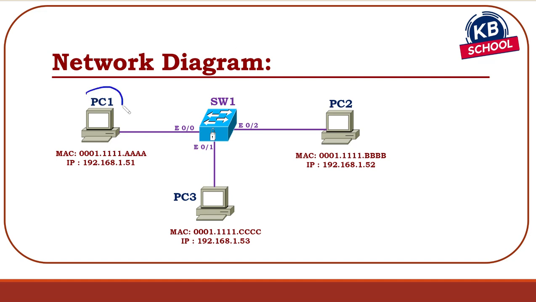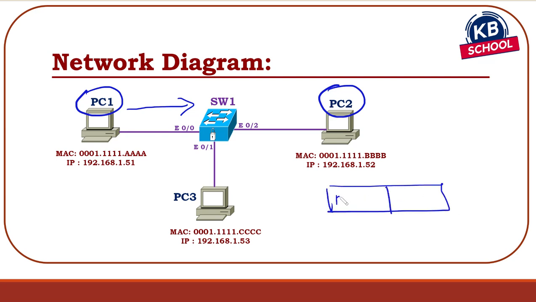Let's say this PC wants to communicate to this PC, or for that matter, it wants to communicate to the internet. It will send a packet out. When it sends a packet out, let's say PC1 is going to PC2. At layer 2, the frame will look like this, and then it'll have the IP header. Source IP, whatever it is, destination IP, whatever it is.